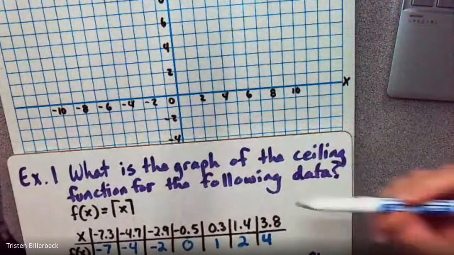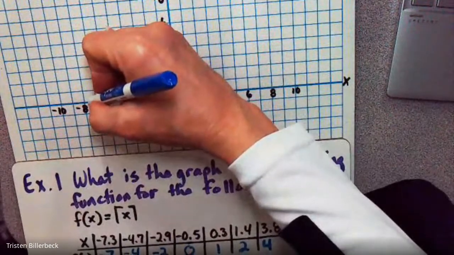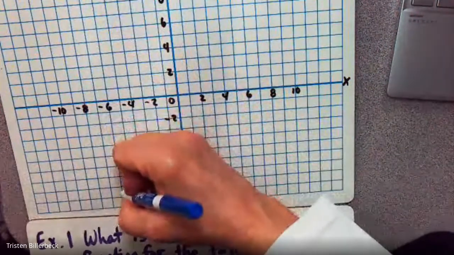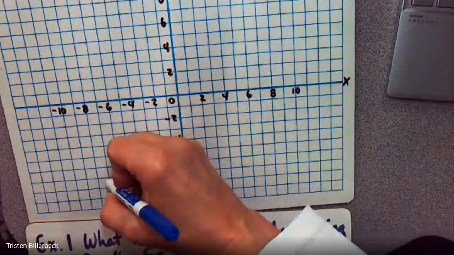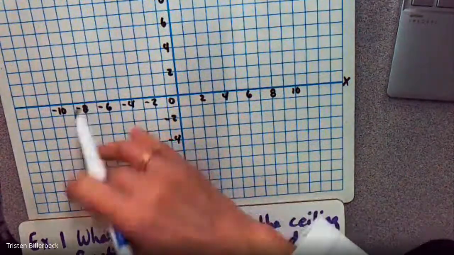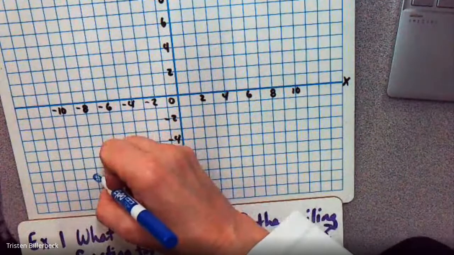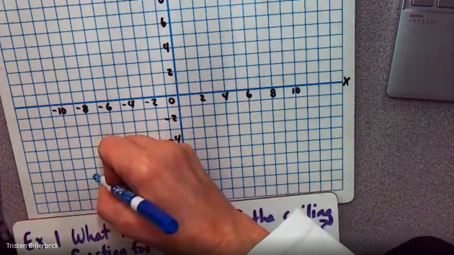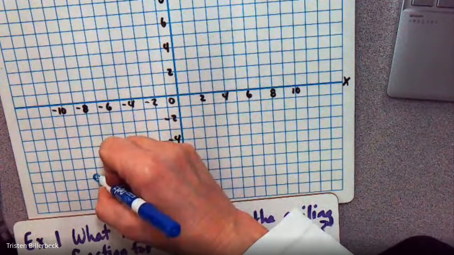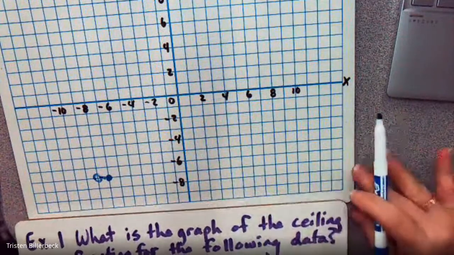Okay, so if we were to graph this data, we have x is negative 7.3, that's right around here. We have y is negative 7. So at negative 7.3, we're at y is negative 7. Now this is a ceiling function, so we know that it doesn't include negative 8, but all the way to negative 7, it's included.